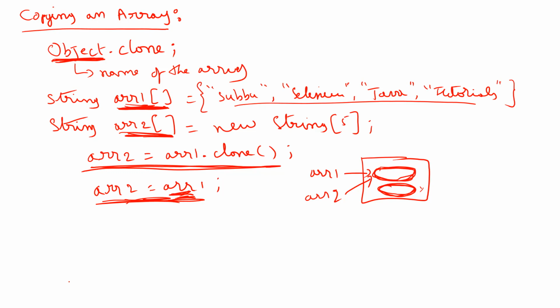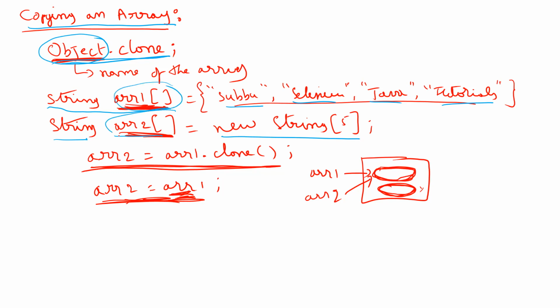Let's see this one more time. So how to copy an array? We can use the method Object.clone. So this object is nothing but the name of the array that we want to copy. So let's say I have a string array, string arr1 equals to Subbu, Selenium, Java, tutorials. Now I have defined another array, string arr2 is equal to new string of 5. Now I want to copy the elements of this array arr1 into arr2. So I cannot do it like arr2 is equal to arr1.